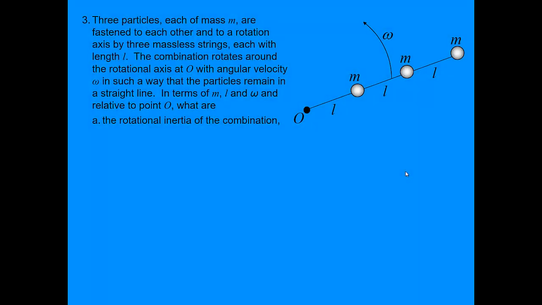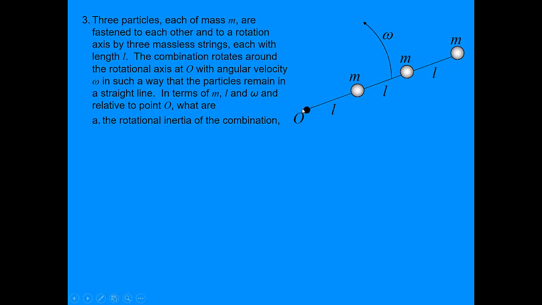So let's do a little problem with this. Why is this called example number 3? I have no idea. Just go with it. So we have 3 particles. All of them are the same mass, m. They are fastened together and to an axis of rotation here at O, so they rotate around this point, by 3 massless strings, each with a length little l.